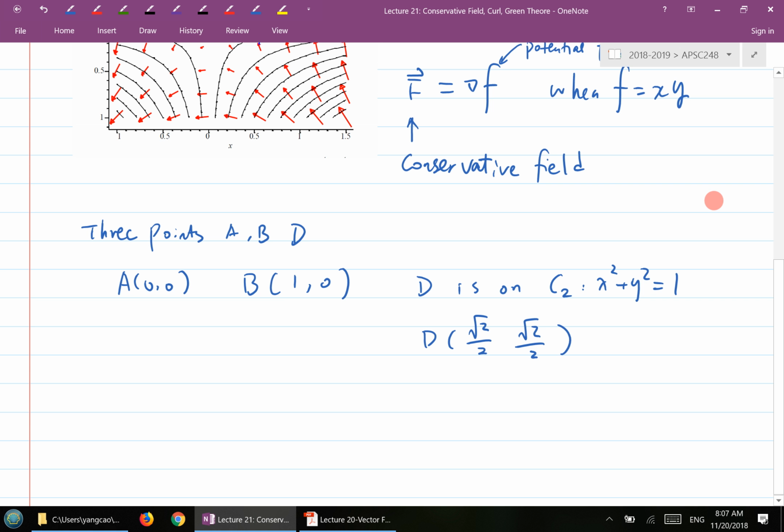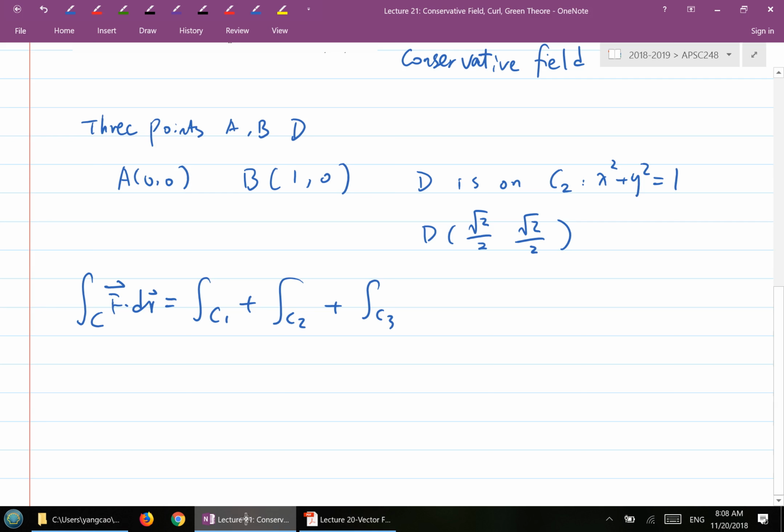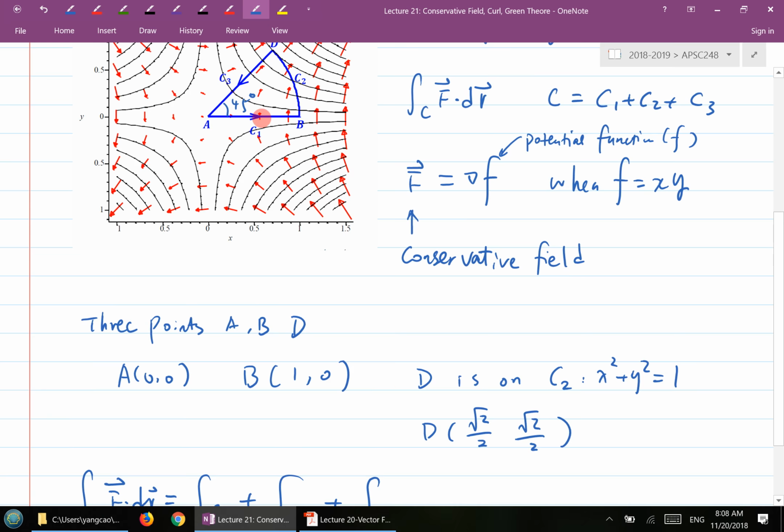Okay, so now I'm going to use the fundamental theorem of calculus. The integral over C is the same as this piecewise integration. You integrate C1, C2, C3, and you add them together, and you get the total line integral. So for C1, if we're going to use the fundamental theorem of calculus, this is C1 here.